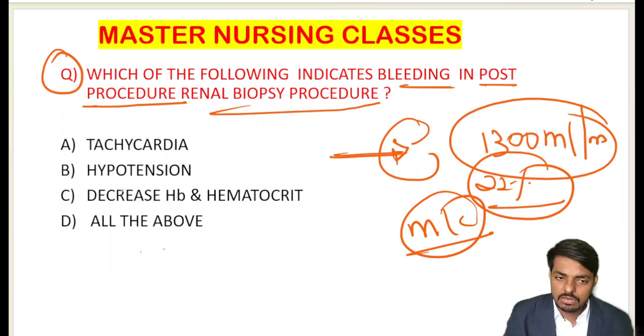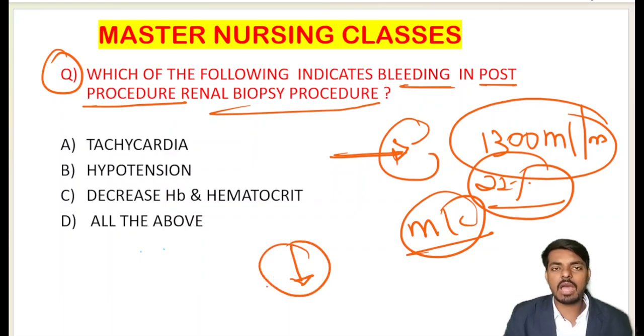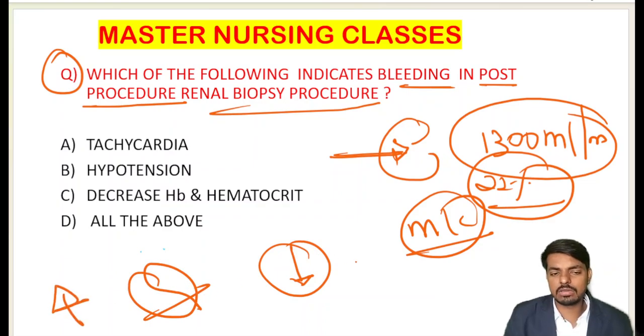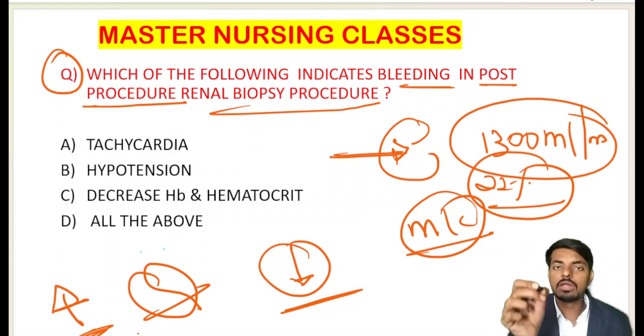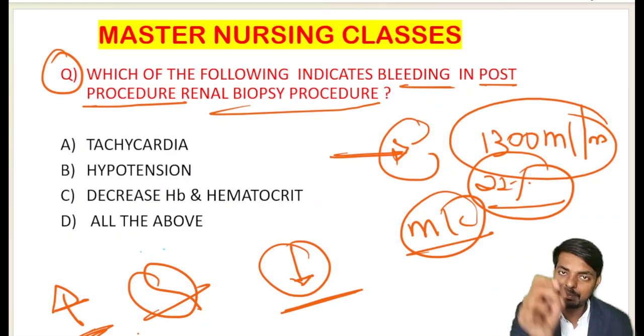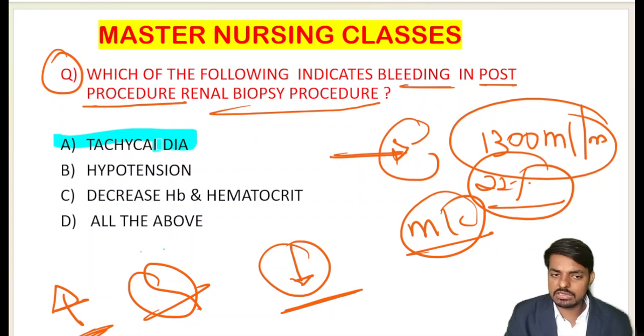If there is internal bleeding, the circulatory volume will decrease. When the circulatory volume is decreased, the heart compensates by increasing the heart rate in order to pump blood to the vital organs. The early sign of hypovolemia, of circulatory deficiency, is tachycardia. Due to the bleeding, the early sign we will get is tachycardia. Yes, that is correct.